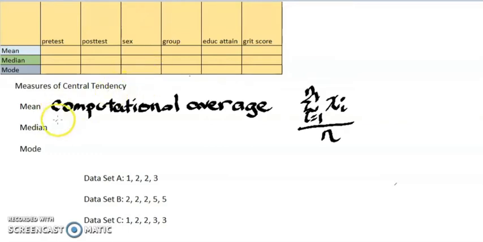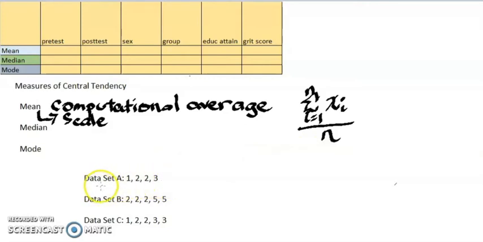So let me write it here. Mean is applicable for scale variables. This is also known as the computational average, the formula of which is the summation of x sub i, where i ranges from 1 to n, and such summation is divided by n. It looks complicated, but actually it's simple to perform.